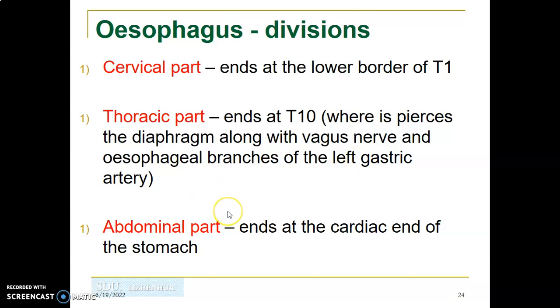Then the abdominal part of the esophagus begins from the esophageal hiatus of the diaphragm at T10 and terminates at the cardia of the stomach at T11. So those are the regions of the esophagus: C6 to T1, T1 to T10, T10 to T11.